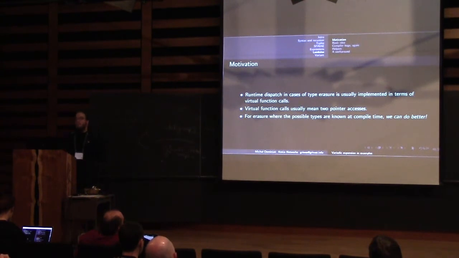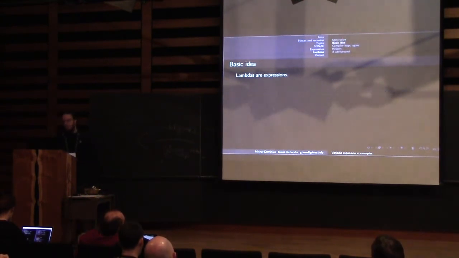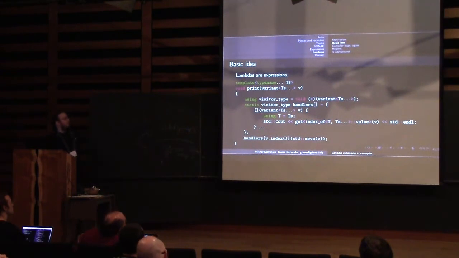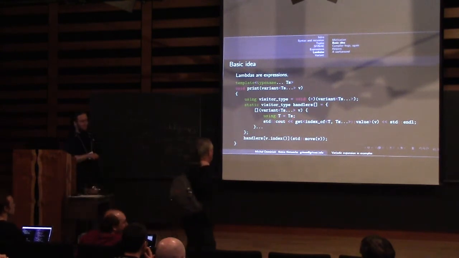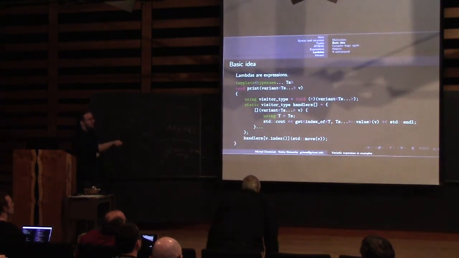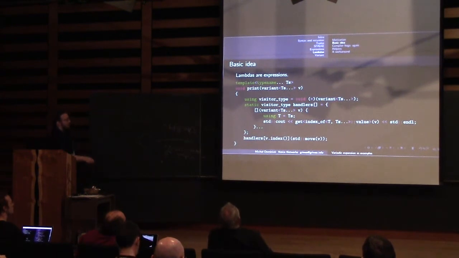So the basic idea and an observation is that lambdas are expressions. So we should be able to do this. We have a variant of types. And we want to print everything that's inside. So this is an unexpanded pack here, and I'm expanding it here. This part may be a little confusing. So T is a concrete type because of this. That will be expanded later into a pack of lambdas. And this is expanded in place.